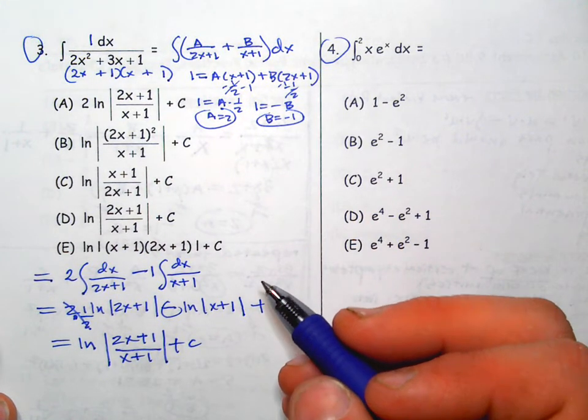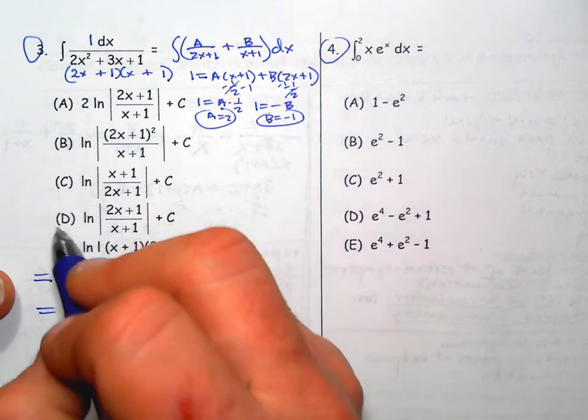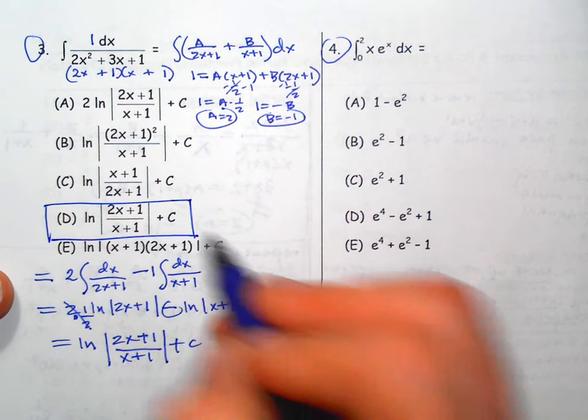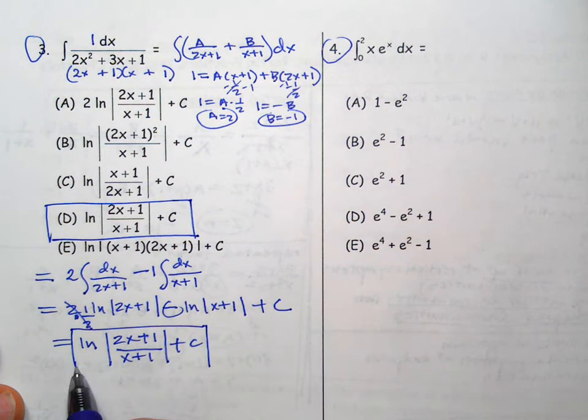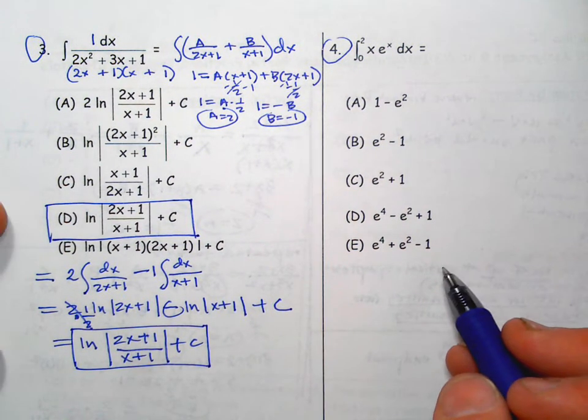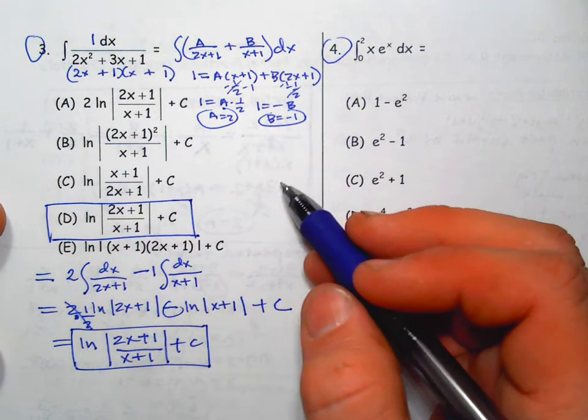So is that answer on here? Let's see. There it is. It's D, which I think I had the wrong answers listed on my solution sheet, but if you're watching the video, you got it right. All these other answers are based off of really common mistakes.